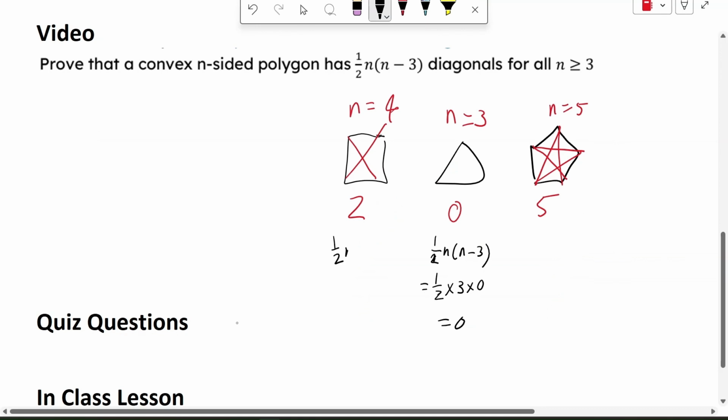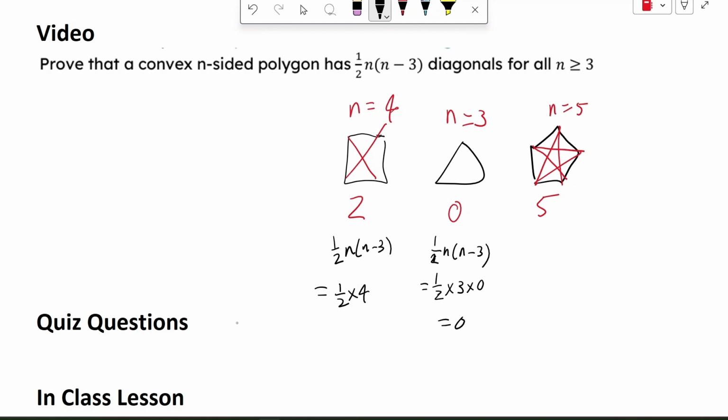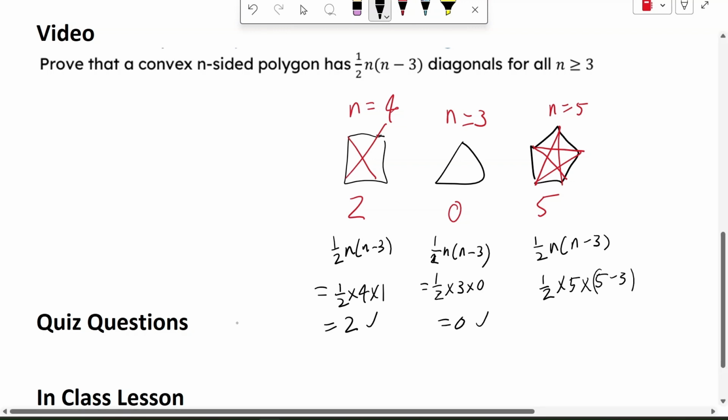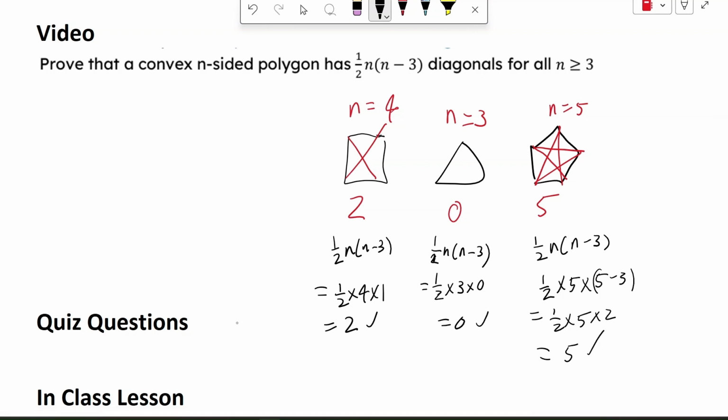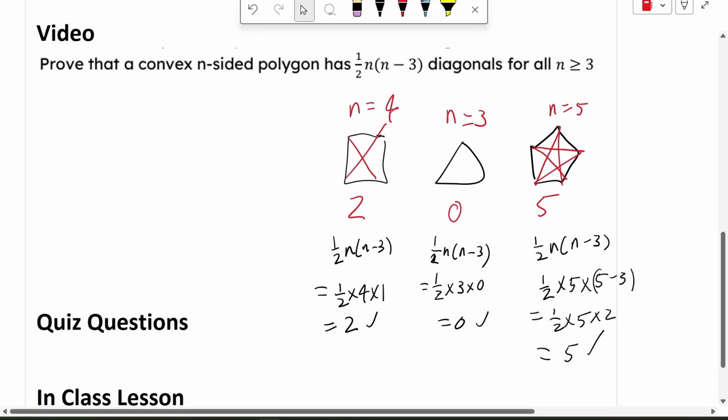This one here, if we look at a half n take 3, that's going to be a half times 4 take 3 is 1. So that is 2 diagonals. So these are matching so far. If I look at a half n take 3 for the pentagon, then you've got a half times n, which is 5 in this situation, and then you've got 5 take 3 there. So you get a half times 5 times 2, which is actually just going to give you 5. So yes, this theorem seems to be correct, actually. So we'll go through the induction proof.